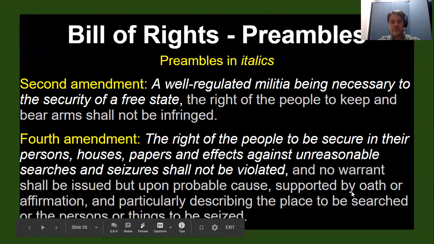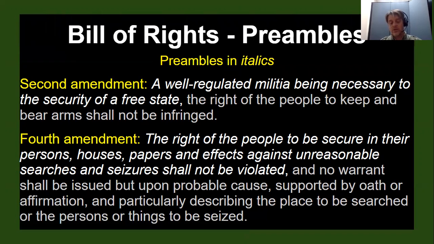And describing the place to be searched or the persons or things to be seized. You can't just get a blanket warrant to go on a fishing expedition. You can't just get a warrant to search a house for whatever you might find. It's got to be for a specific thing. So the authorities have to have some knowledge of some crime and a specific person, place, or thing where that might have existed. They can't just say, yep, that guy's committed a crime and I'm going to figure out which one it is.